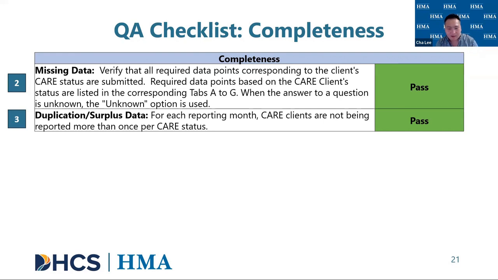Element 3, we will look for duplication and surplus of records. For each reporting month, we will verify that the care client is not being reported more than once per care status. If we see that it is being reported twice, we will be reaching out to the county. Next, please.